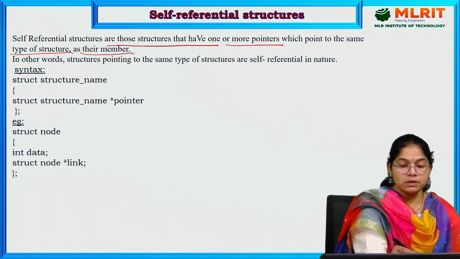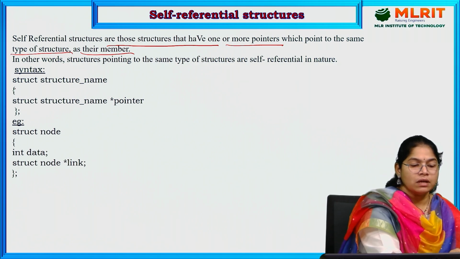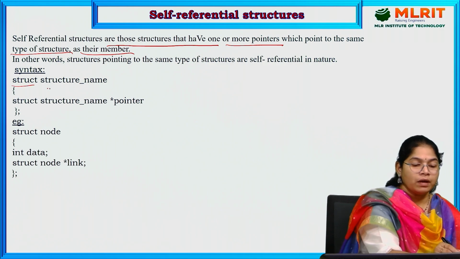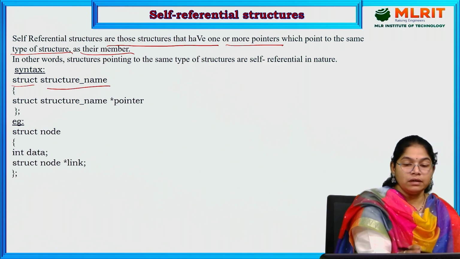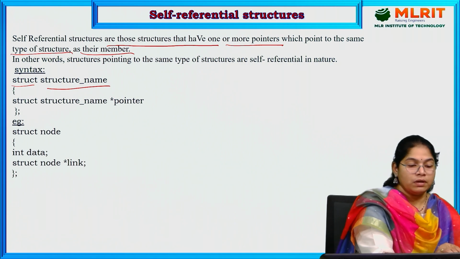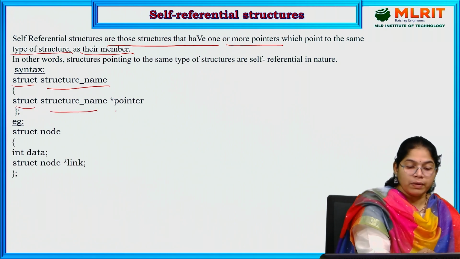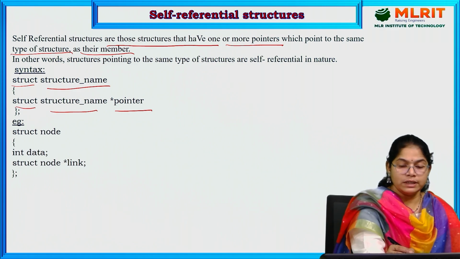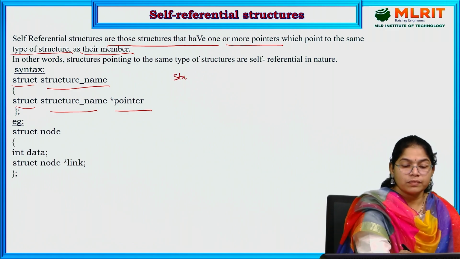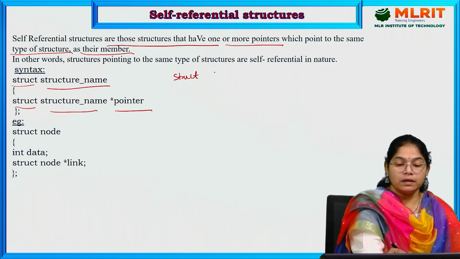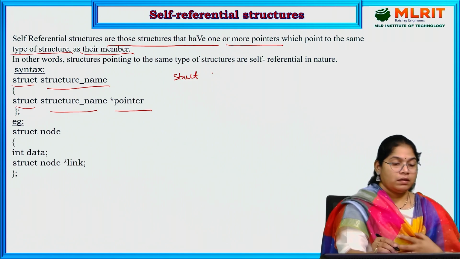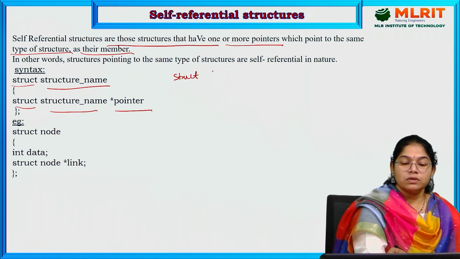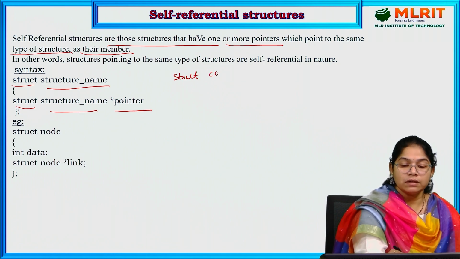Suppose here we have a syntax. To create a structure, we need the struct keyword, then the structure name. Then to create a pointer which points to the same structure, we write struct structure name, and here we have a pointer. Then consider a small example here. Struct code.